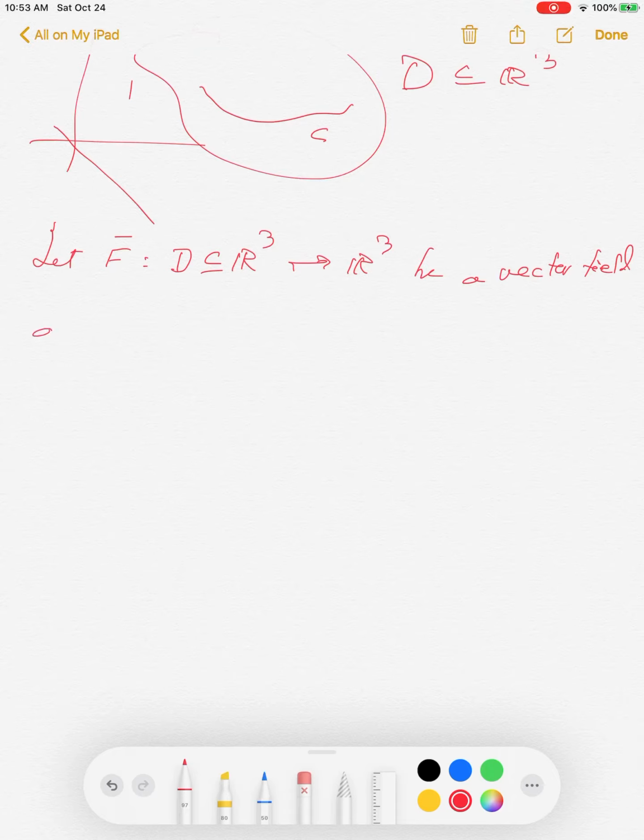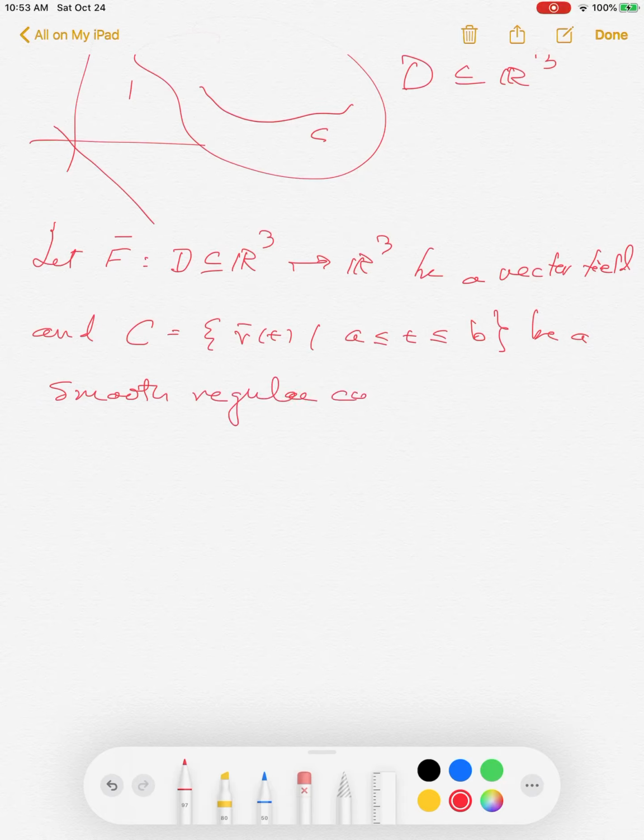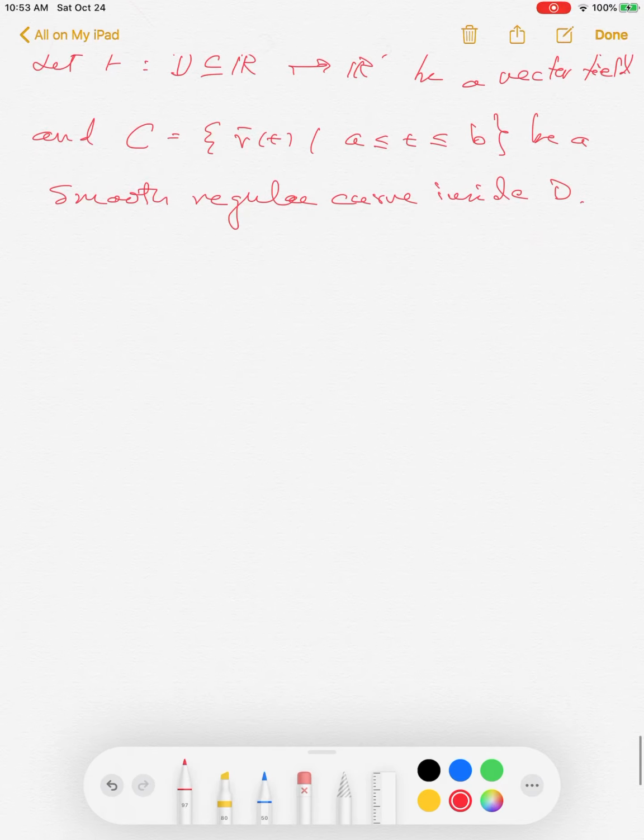So let F bar be a vector field. Then let C equal r bar(t), where t varies between two points, t going from a to b, be a smooth regular curve inside D.